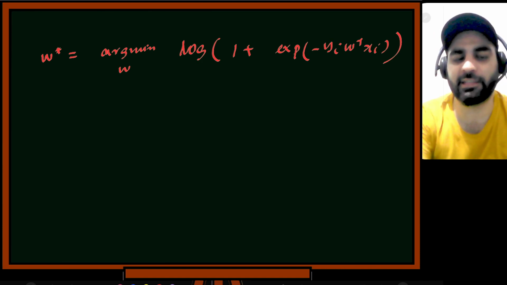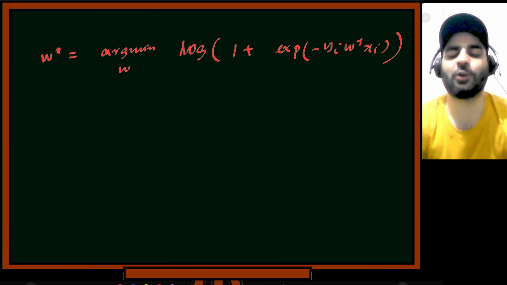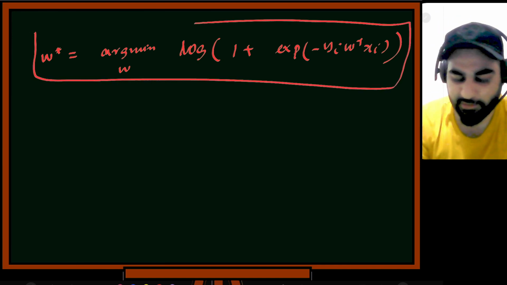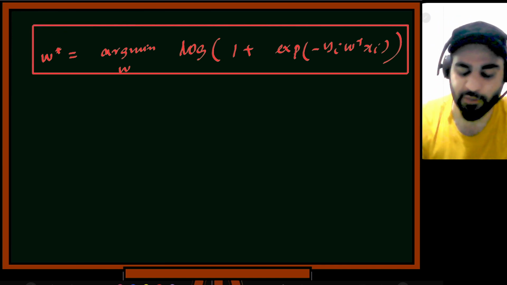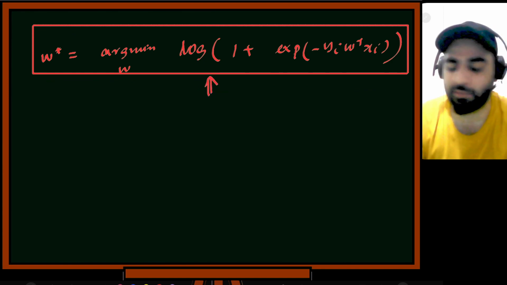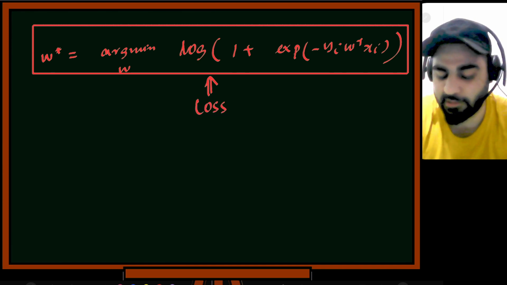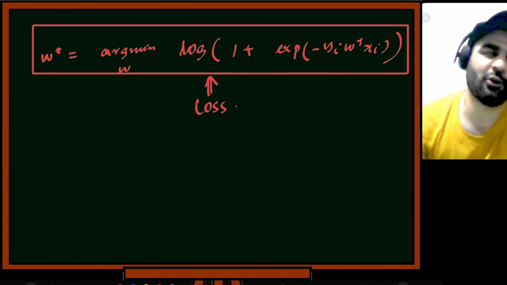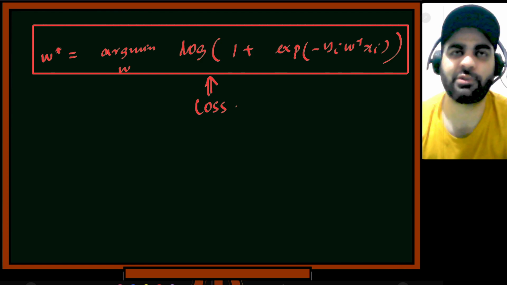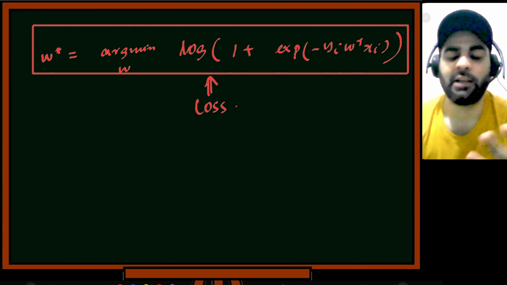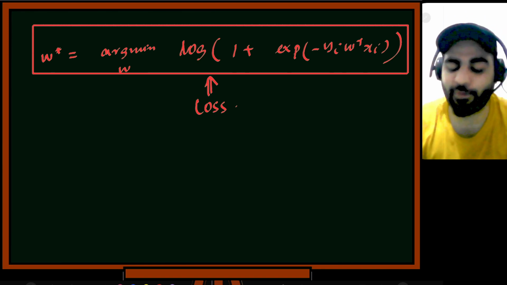Is everybody clear with this? Yes, sir. So this is our optimization problem that we have to solve. Sometimes we call this the logistic loss function. This is the loss term. If you read different textbooks, they'll call this logistic loss, and here we have used the logistic function.